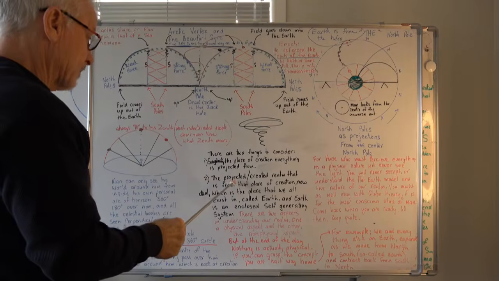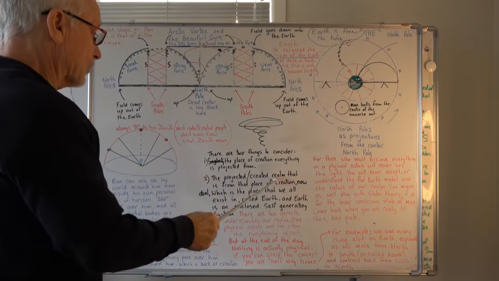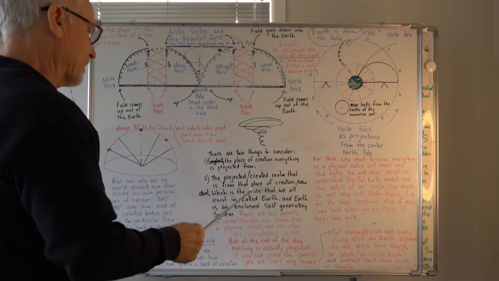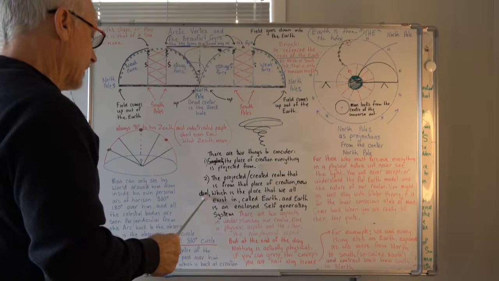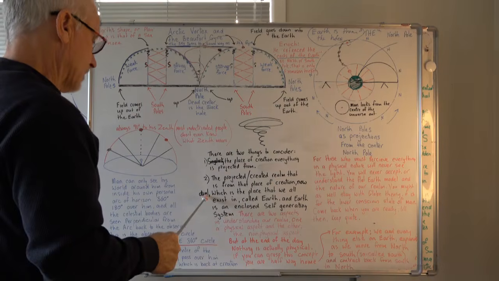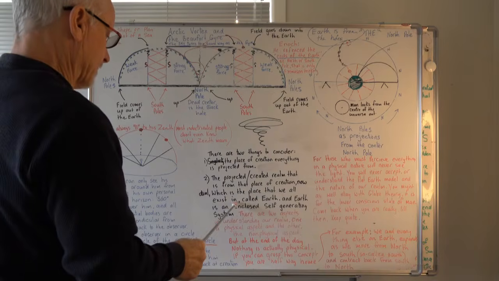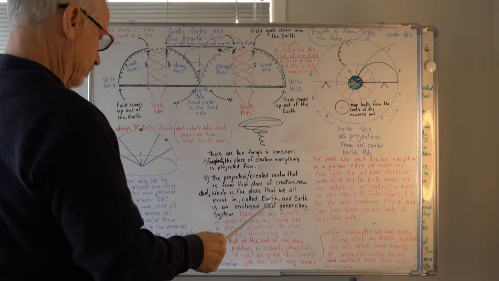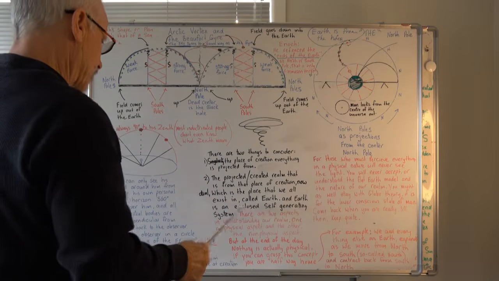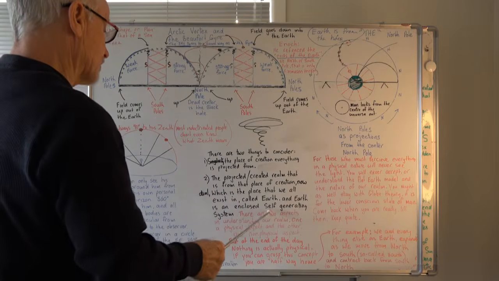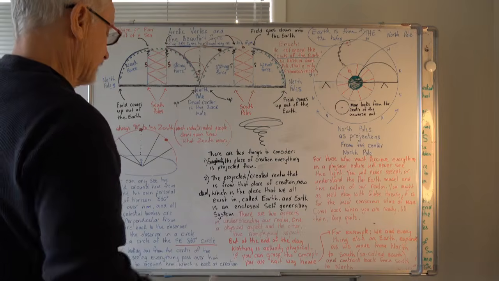Two, the projected, created realm that is from the place of creation, now dual, which is the place that we all exist in, called Earth. And Earth is an enclosed self-generating system.